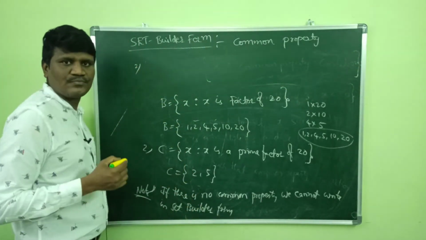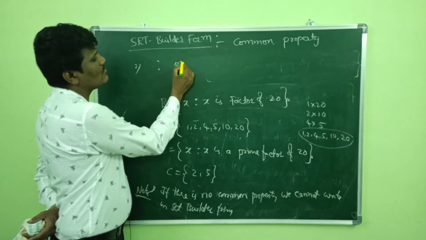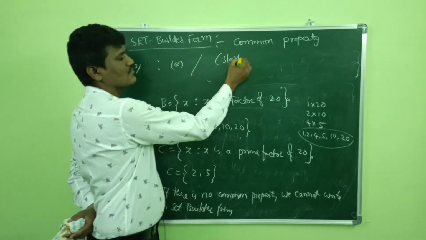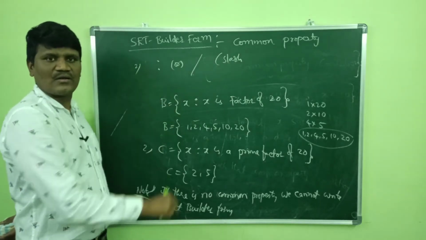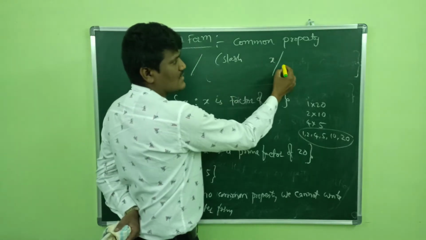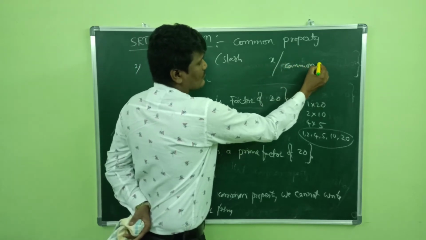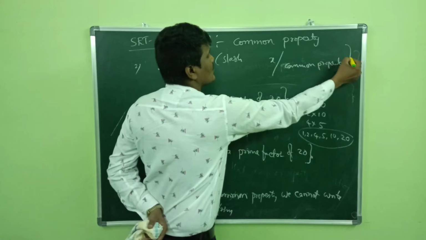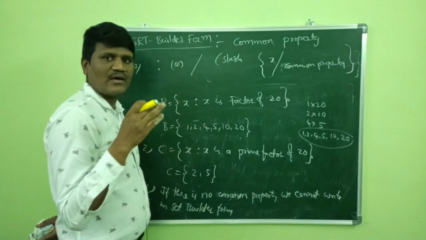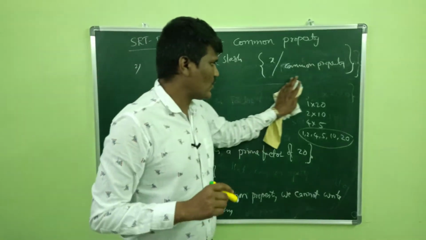So note 2: 'such that' is colon, or sometimes I'll take slash. This is the symbol for slash, and this is the symbol for colon. So instead of x such that, I can write x slash common property. In higher classes you will see this. Of course in the 10th class you are having only colon, but in the higher classes you will see the slash also. Now let us take some more examples.